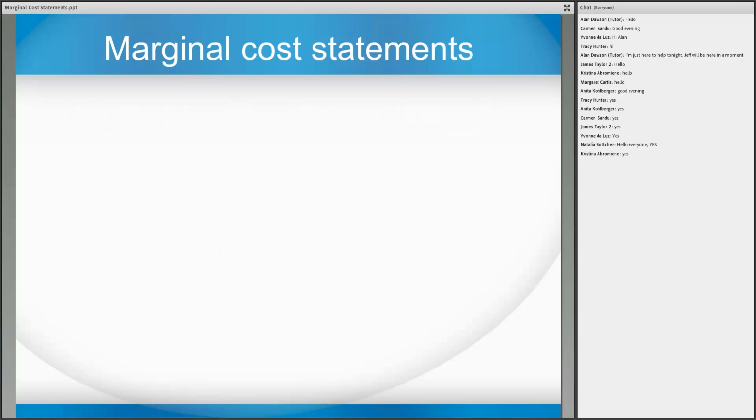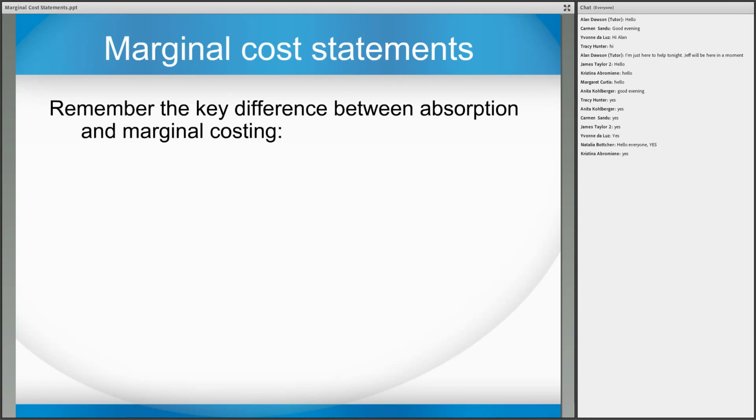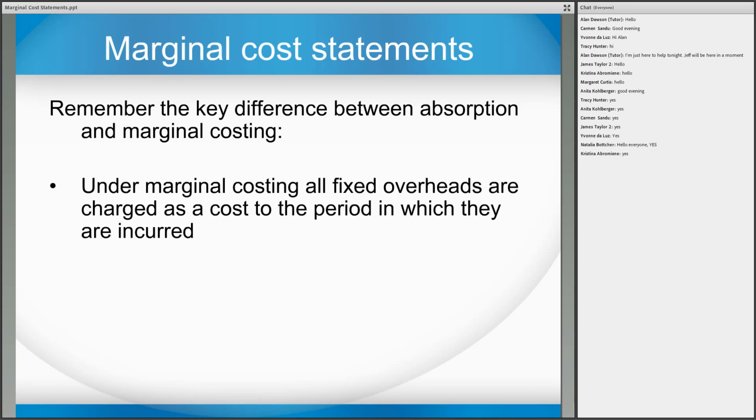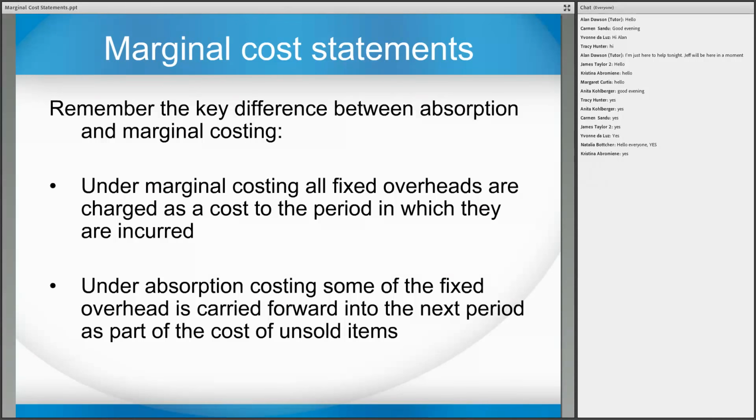And a quick refresher before we go too far. Remember the big difference between absorption costing and marginal costing. Under marginal costing, all of the fixed overheads are charged as a cost to the period in which they're incurred. Under absorption costing, some of the fixed overhead is carried forward into the next period as part of the cost of any unsold items.